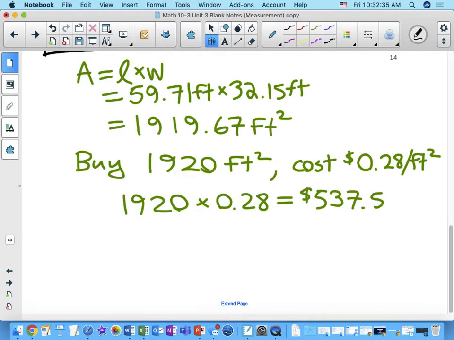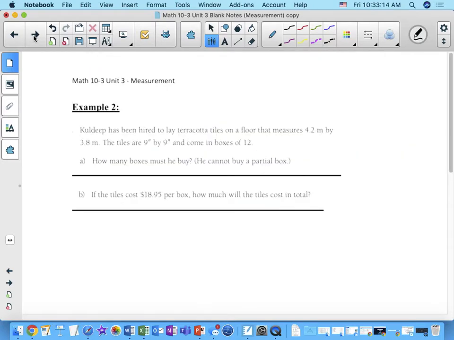Did you multiply by 0.67? Can someone check that? I've got it on my calculator right here. Okay, I did it by 0.67. Oh, okay, yeah. So it's 537.5094. Can someone just check what 1920 times 0.28 is? 537.60, oh, and 60 cents. Okay. There we go. Okay, cool. All right. Next.